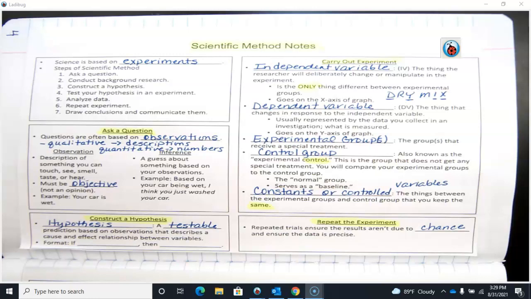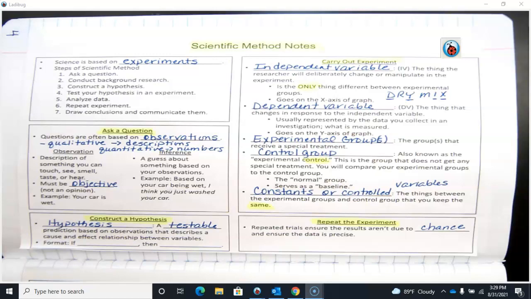The dependent variable, or DV, is the thing that changes in response to the independent variable. It is usually represented by the data you collect in an investigation. In other words, it's whatever you're measuring. So when you're conducting your experiment, you're going to be measuring or observing something. Whatever that is, that's your dependent variable. Again, when you're graphing, the dependent variable goes on the y-axis of the graph.